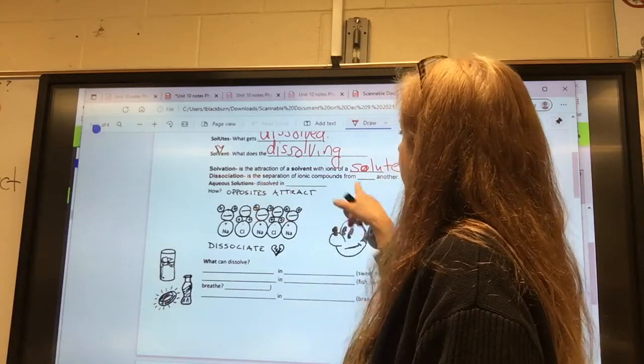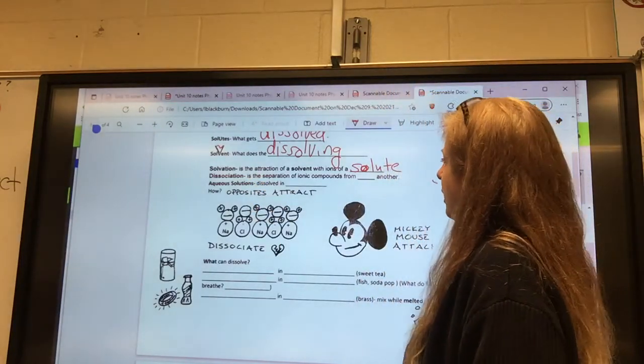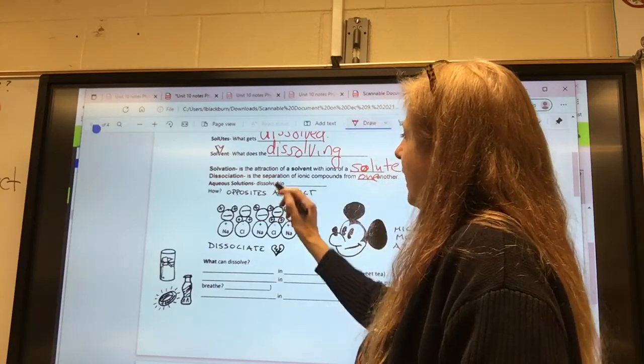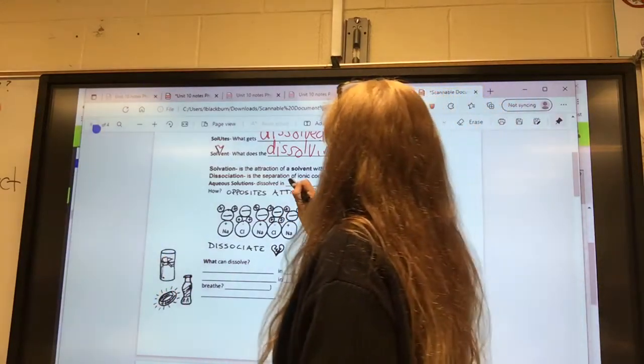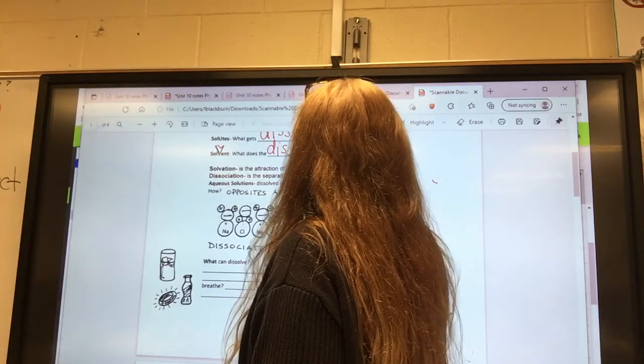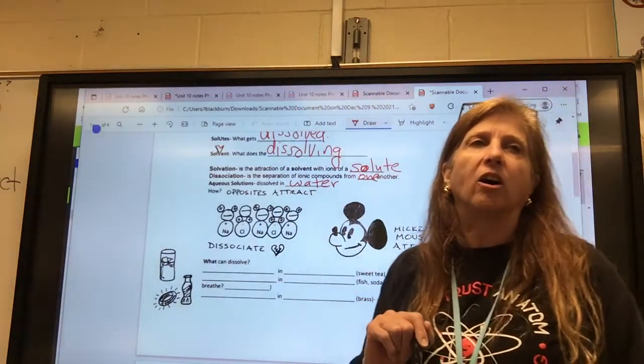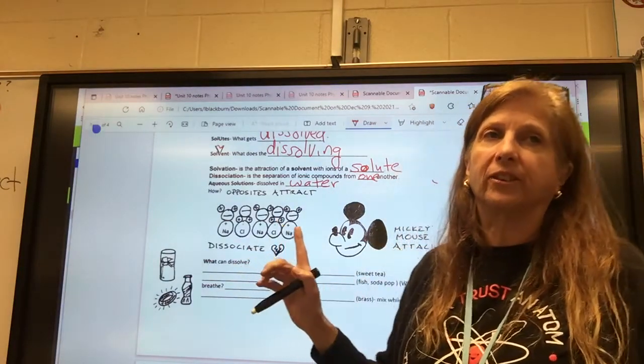Okay, so dissociation is the separation of ionic compounds from one another. And an aqueous solution means it's been dissolved in water. And you already learned that when we did equilibrium. We talked about aqueous solutions, that they are involved in equilibrium constants.